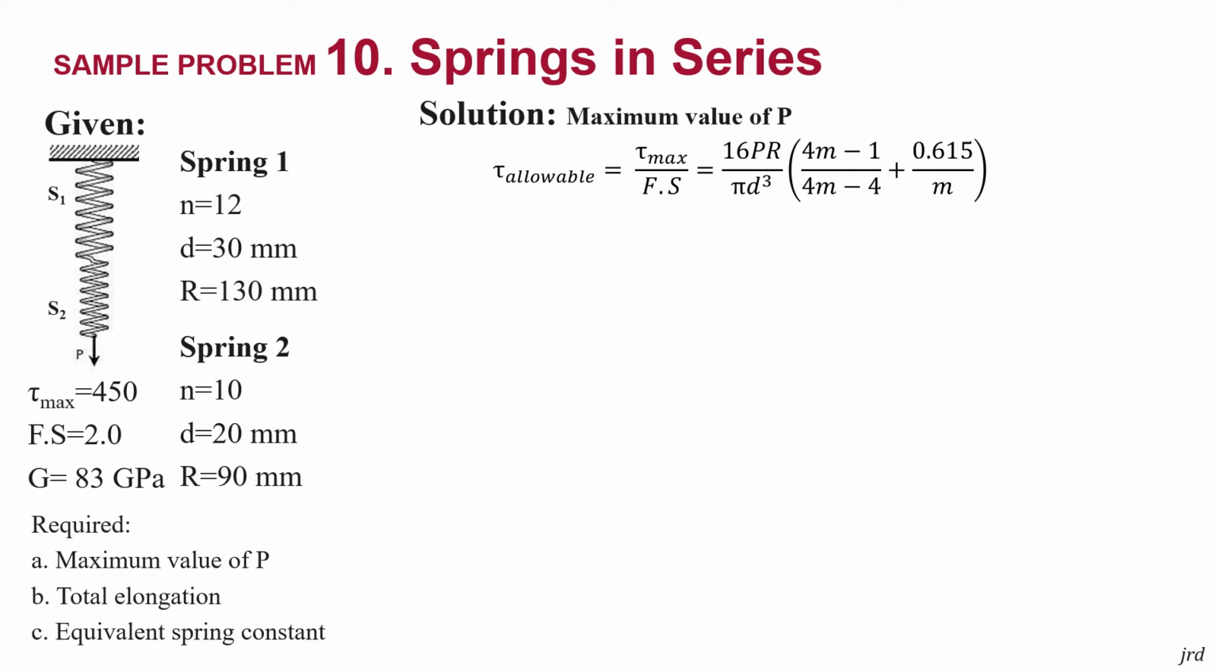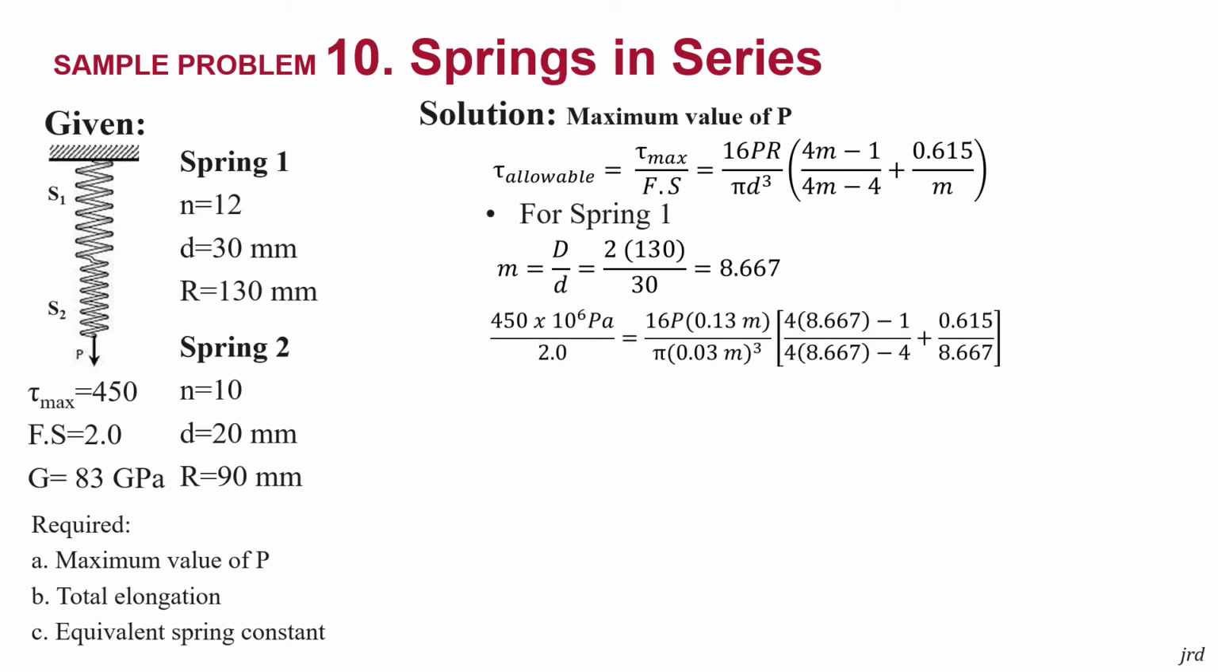So for spring 1, we determine the spring index to be the mean diameter of the coil divided by the diameter of the wire. So that's equal to 2 times the mean radius of the coil in spring 1 divided by the wire diameter in spring 1. So m, or the spring index, is equal to 8.667.